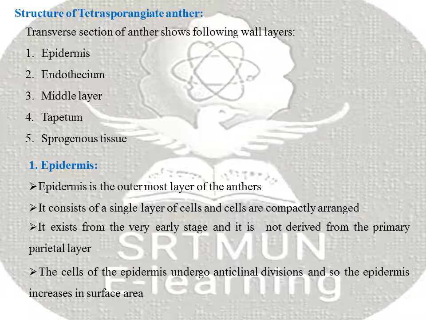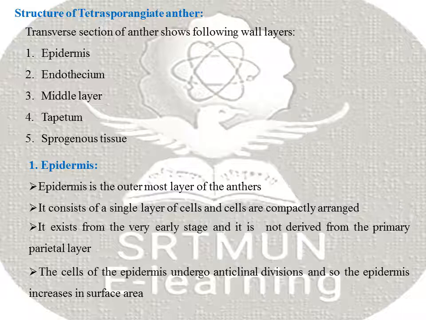Now, next, structure of tetrasporangiate anther. Transverse section of anther shows the following layers. First of all, epidermis, next endothecium, next middle layer, tapetum, sporogenous tissue. First point, epidermis.